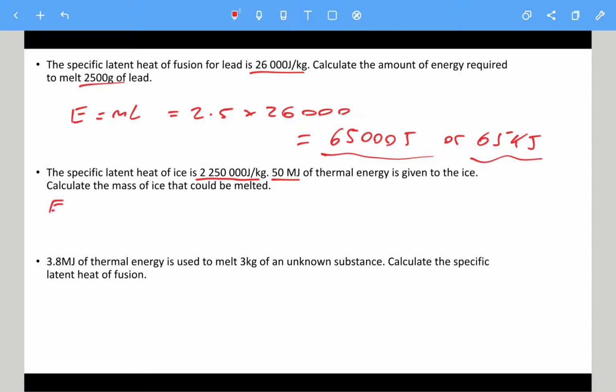So we've got E equals mL. What we need to do is rearrange to make mass the subject. So we just need to get rid of m times L. To get rid of L, we need to divide by L on the other side. So that'll be energy divided by L, and that will give us the mass.